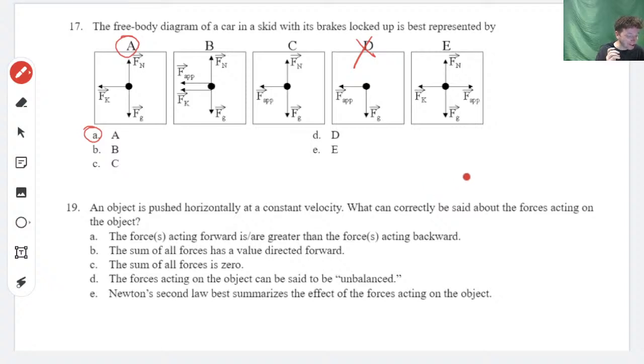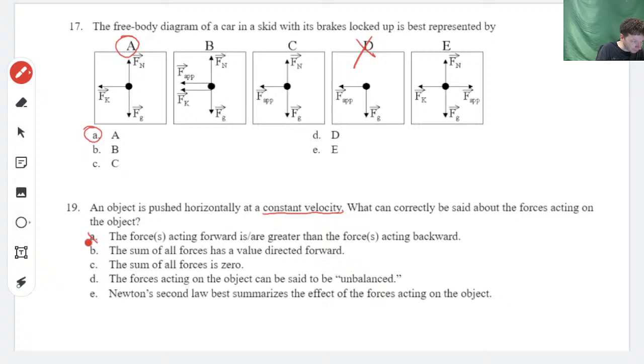All right, moving on. Number 19. An object is pushed horizontally at a constant velocity. Okay, constant velocity. That's important. Just underline that. What can correctly be said about the forces acting on the object? A, the forces acting forward is or are greater than the forces acting backwards. No. That would lead to an acceleration, and it's not constant.